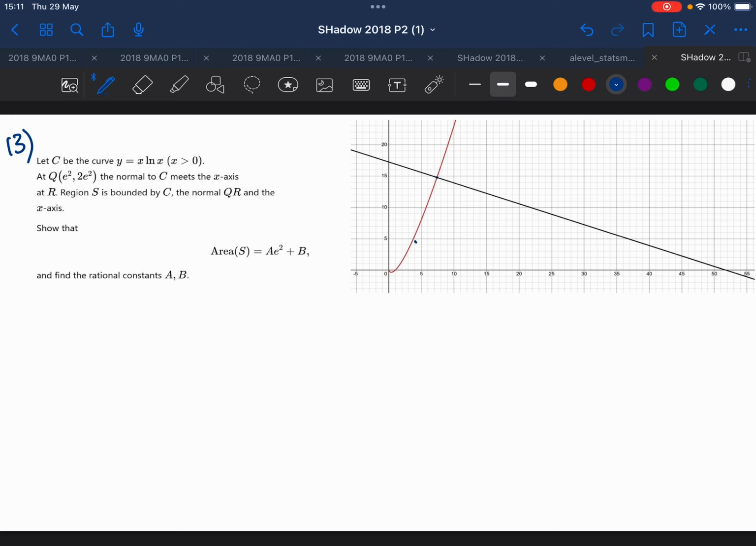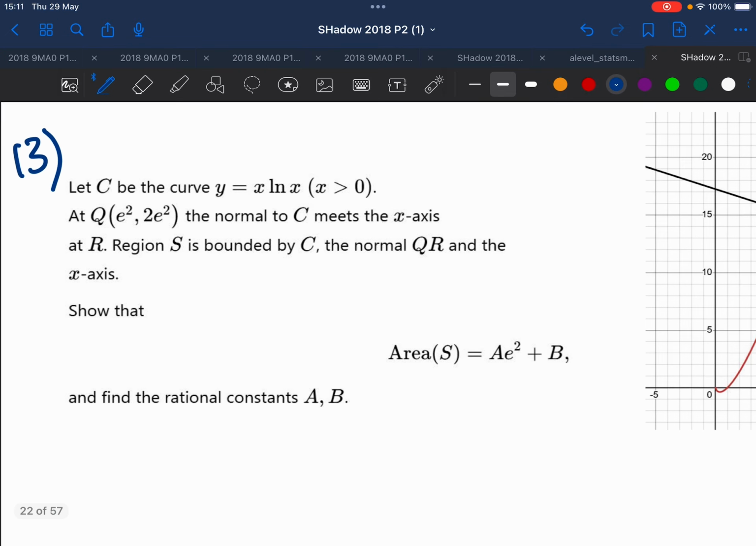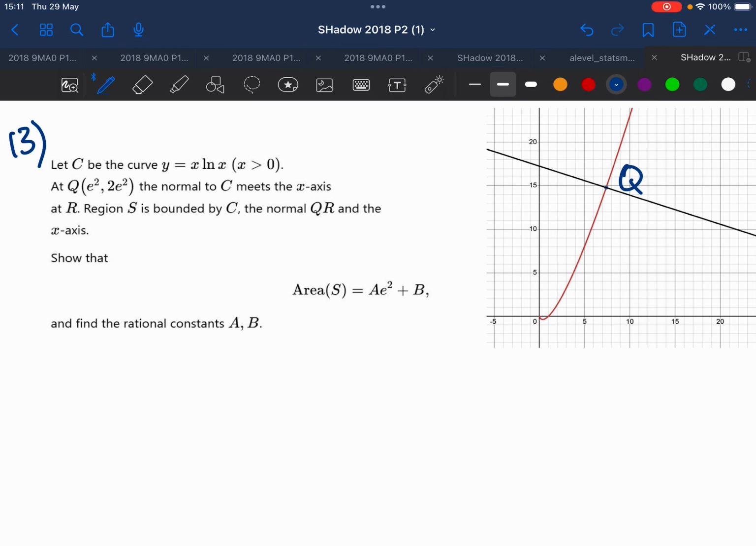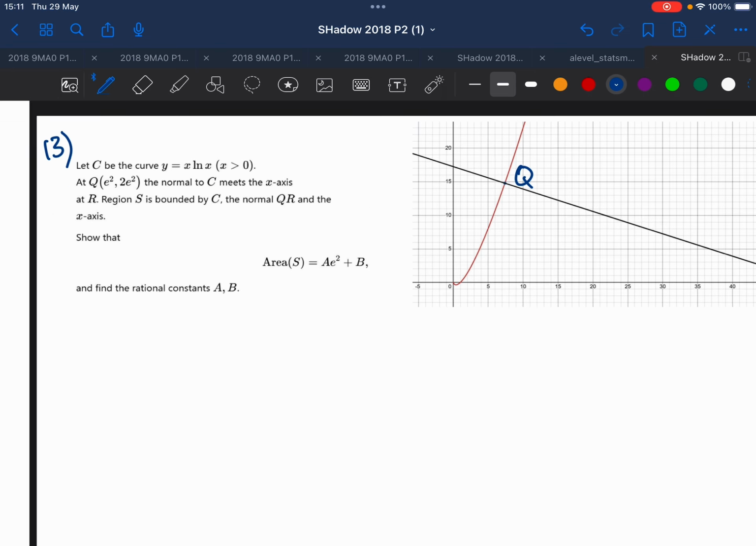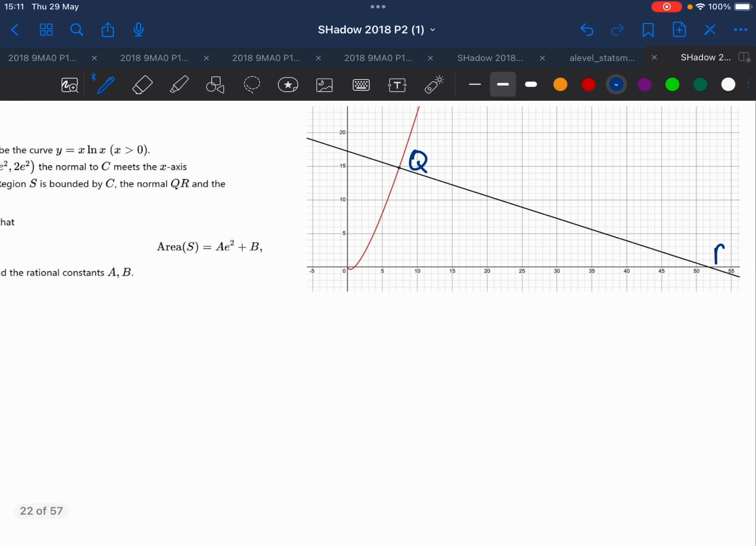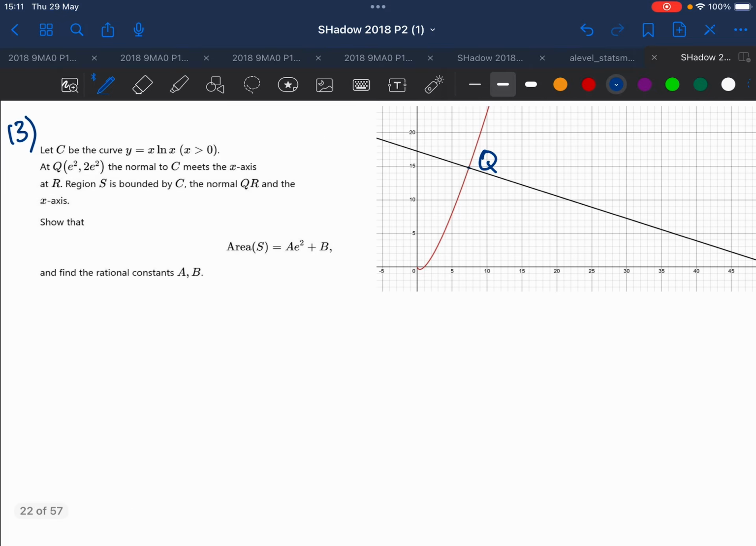We've got x ln x of the curve here. We're told that this is the normal. And just to help here, this is point Q where they meet. And it meets at an exact value called e squared, 2e squared. This is a normal, so it meets at a right angle. And it meets the x-axis at R. So we're told this point down here is R.